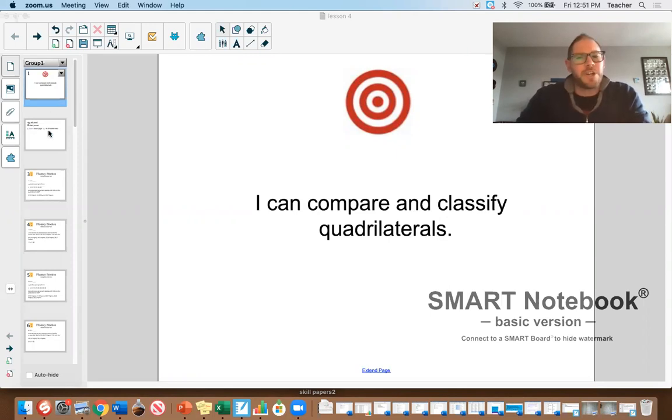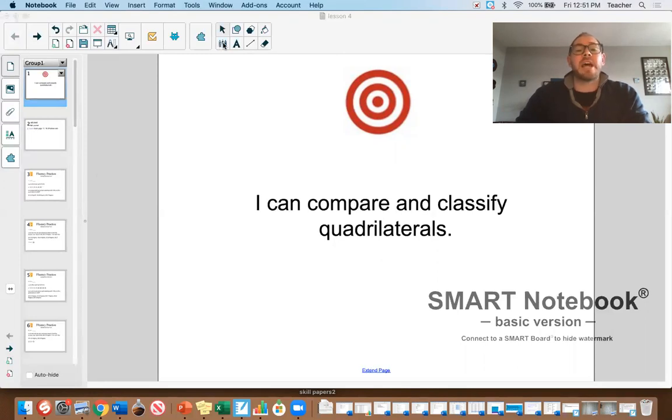We're not doing the first 3 lessons because they all need classroom work. And since we're not in an actual classroom, we can't actually do them. But that's okay because we are starting a new module today about geometry. And geometry is all about shapes. So today's learning objective says I can compare and classify quadrilaterals.